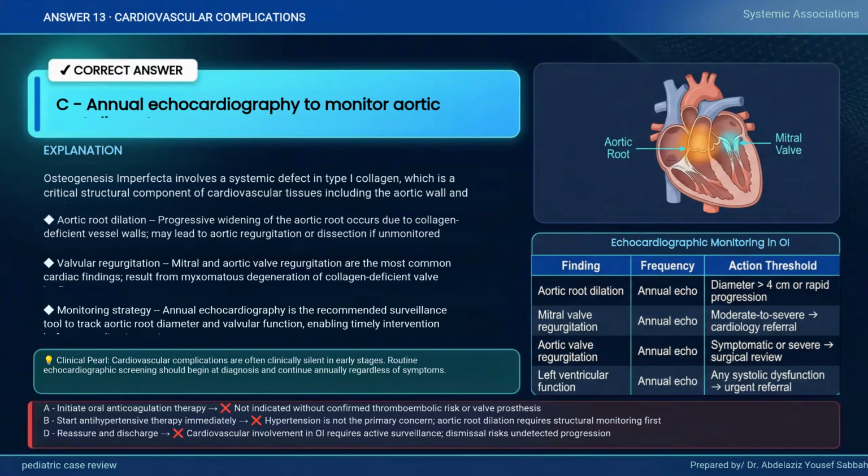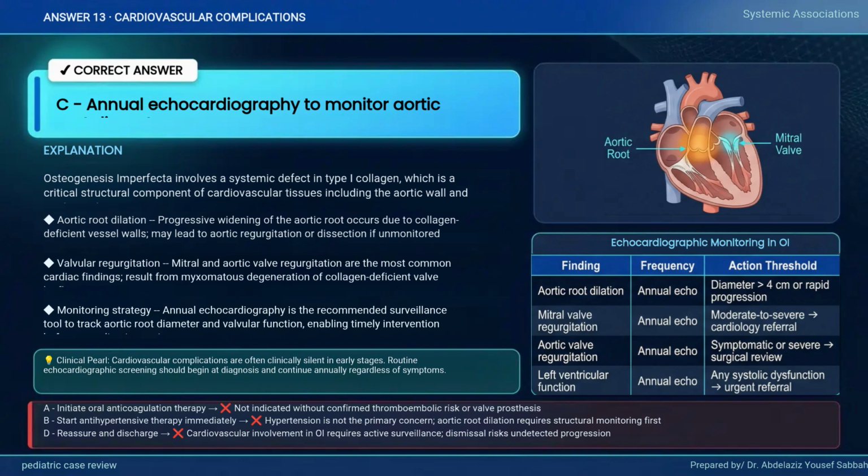Osteogenesis imperfecta involves a systemic defect in type 1 collagen, which is a critical structural component of cardiovascular tissues, including the aortic wall and cardiac valves. Aortic root dilation occurs due to collagen-deficient vessel walls and may lead to aortic regurgitation or dissection if unmonitored. Valvular regurgitation, particularly mitral and aortic, results from myxomatous degeneration of collagen-deficient valve leaflets.